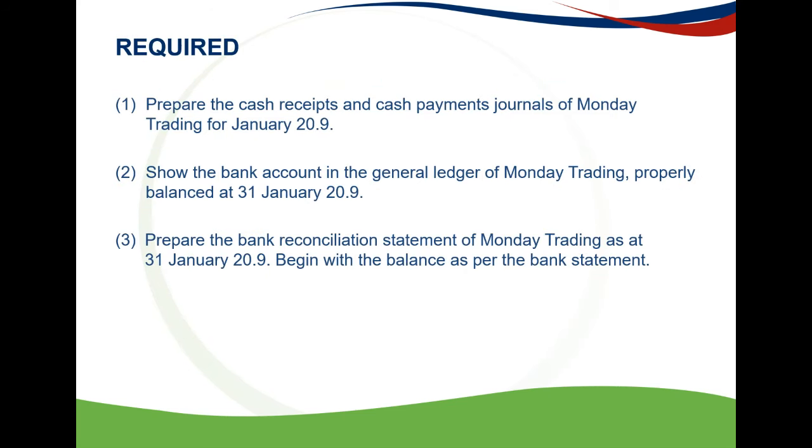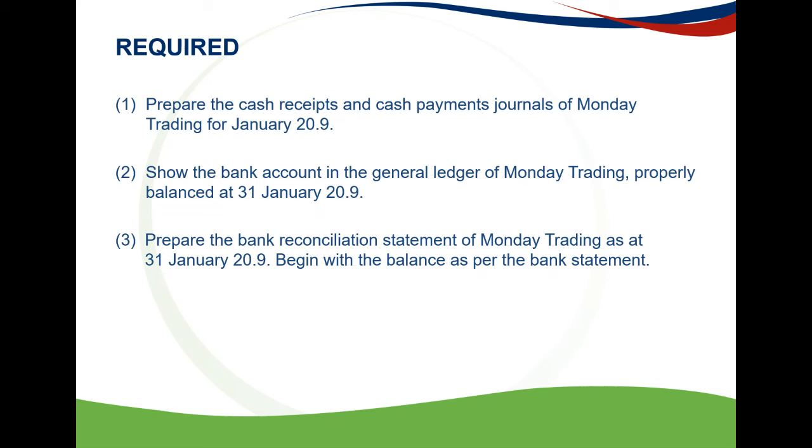Now, in the required part, our first requirement is prepare the cash receipts and cash payments journals of Monday Trading for January 20.9. Then number 2, show the bank account in the general ledger of Monday Trading properly balanced at 31st of January 20.9. Then thirdly, prepare the bank reconciliation statement of Monday Trading as at 31st of January 20.9. Begin with the balance as per the bank statement.